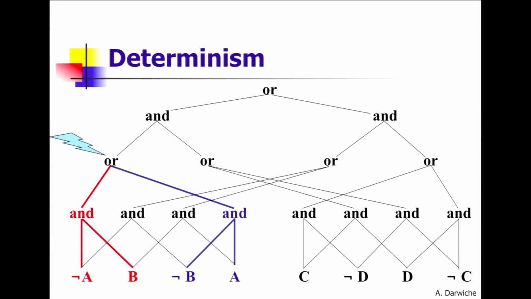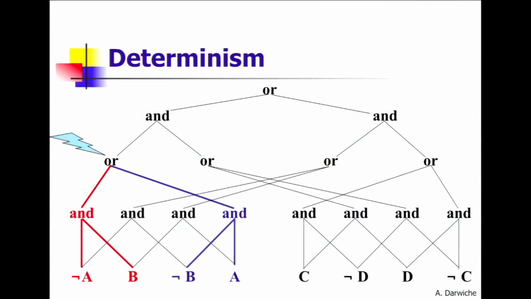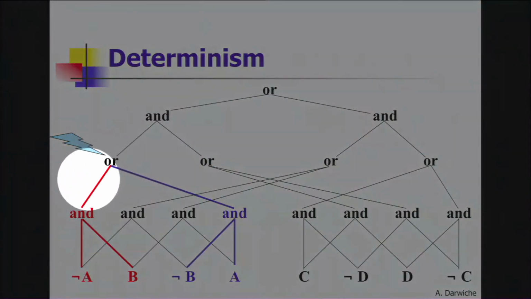Decomposability was a property of AND gates. Determinism is a property of OR gates. And let's look at it. Here's an OR gate, and if you look at it, there are two subcircuits here, right? Again, the red and the blue. What does the red say? Not A and B. What does this one say? A and not B. What's the relationship? Mutually exclusive, right? That's the property of determinism.